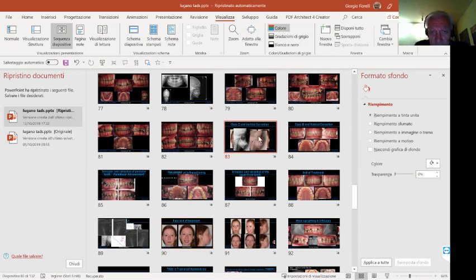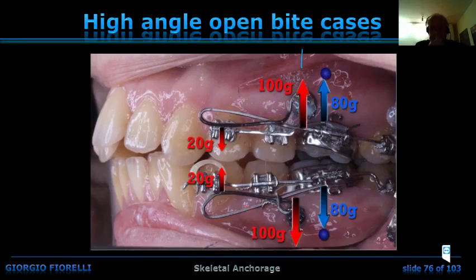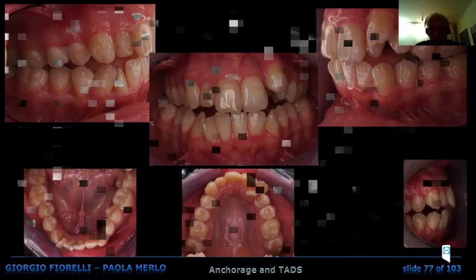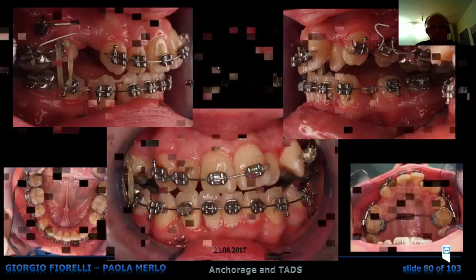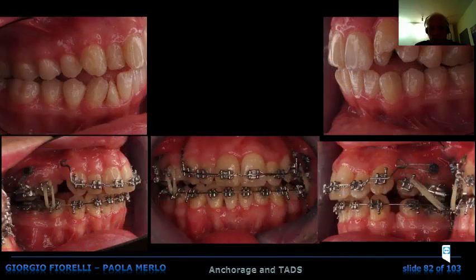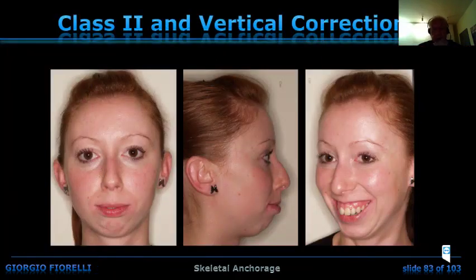There are more cases, but I'm just showing you this one. No, these don't work, so we skip this one. And I want to show you this one.